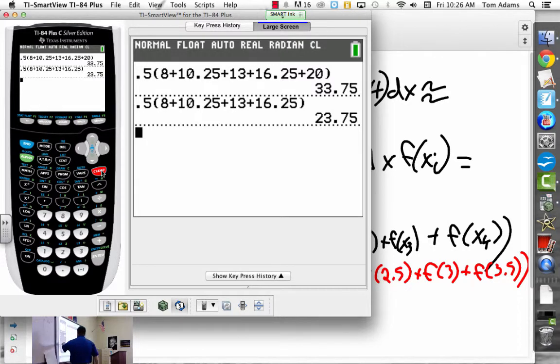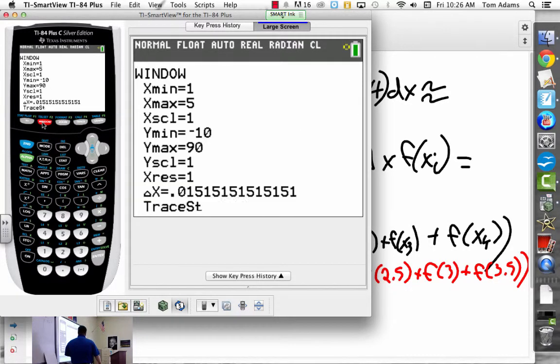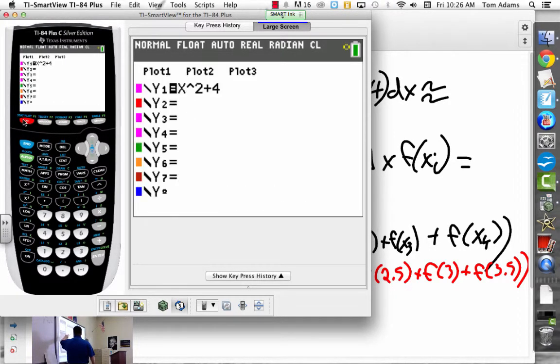We see, graph it. All right, so what I want to do is, I forgot I did this last hour. I'm going to let my calculator graph it for me and calculate the answer. So I plug in x squared plus 4 in y sub 1. Okay. Then I'm going to hit second window.